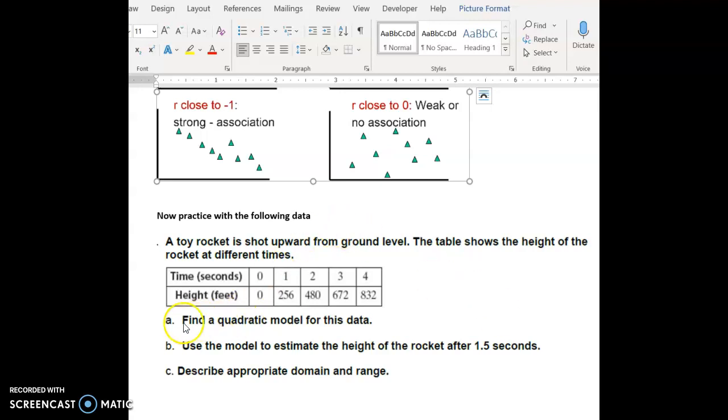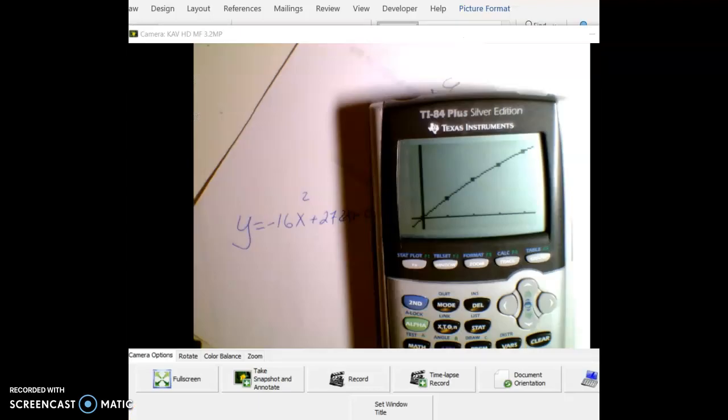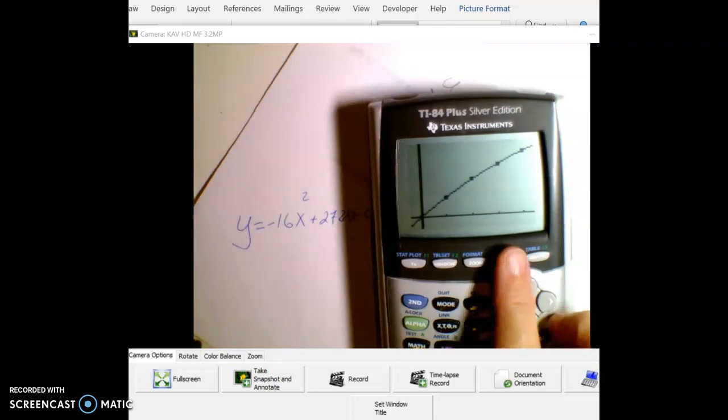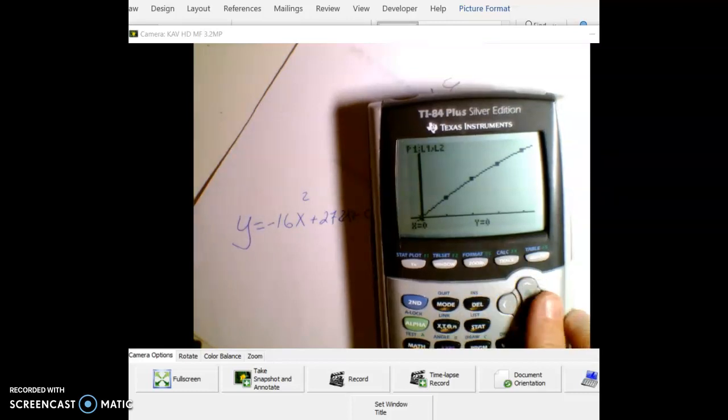So this first step was find the quadratic model. We did. Use the model to estimate the height of the rocket after 1.5 seconds. Okay, so there's a couple of ways that we can do that. So we're looking for when the x value is 1.5. And looking at this, it's sort of hard to tell what's going on. We can use this trace button right here that lets us trace along and see what's going on as x changes.